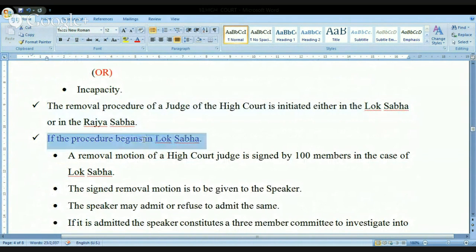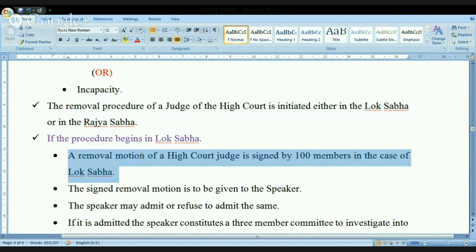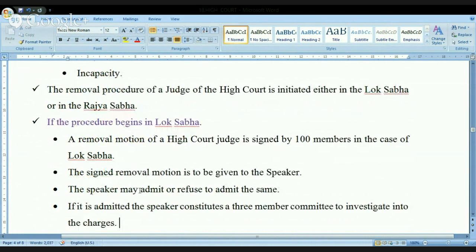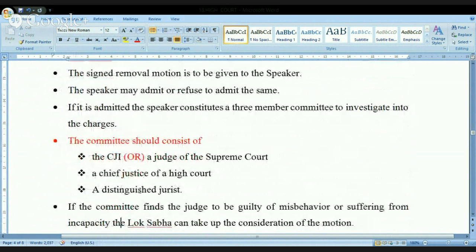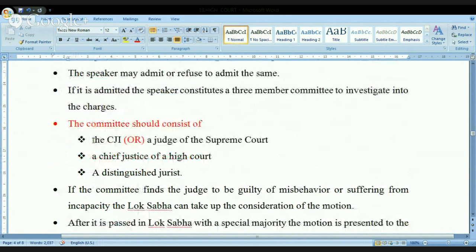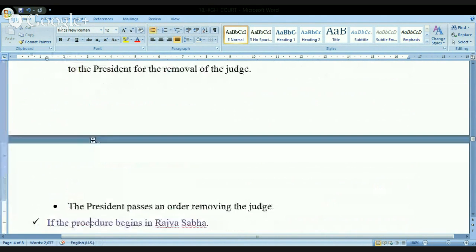If it begins in the Lok Sabha, first of all, 100 members must sign. The notice will be given to the Speaker. Then the Speaker will constitute a committee with 3 members. They will conduct an inquiry and the report is submitted back to the Speaker. Again, that will be discussed in the Lok Sabha. And who are the members? We know this point. These are the 3 people. And later, after discussion in the Lok Sabha, if it is voted by the special majority, then the scene will be shifted to the Rajya Sabha. And in the Rajya Sabha, if it is accepted with the special majority, then the President will remove the concerned judge.